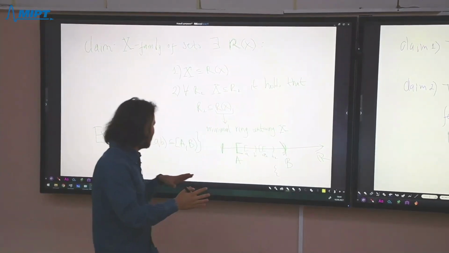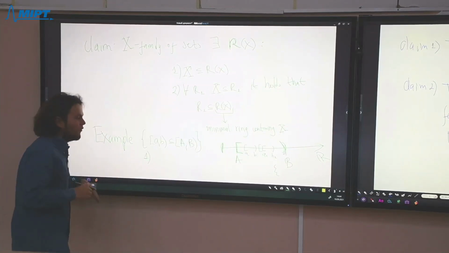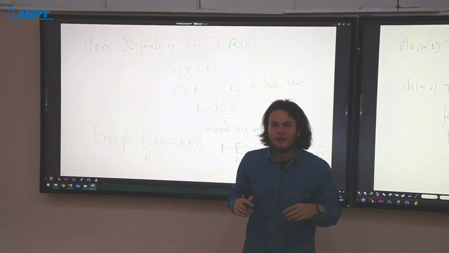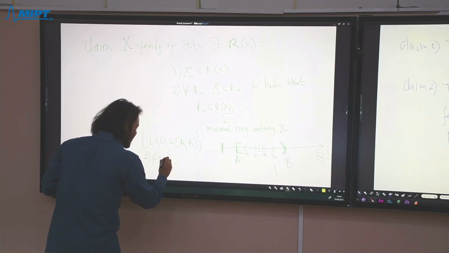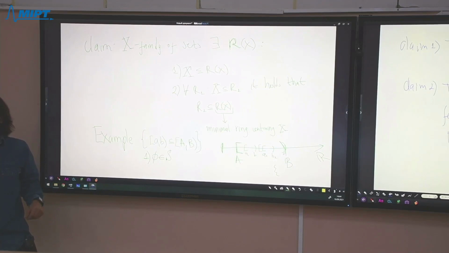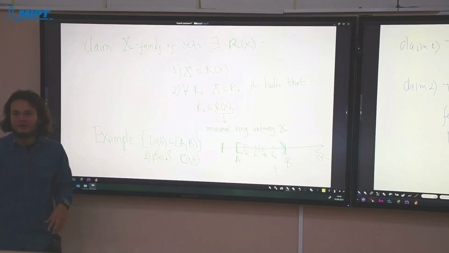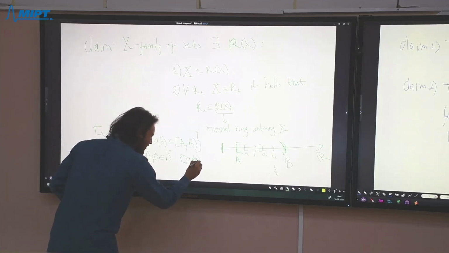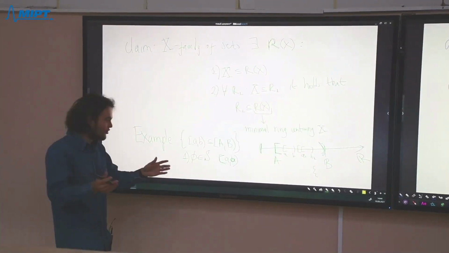Why? We need to prove that this is a semi-ring. So what's the first condition of a semi-ring? The empty set has to be an element of S. Why is this true? How can we show that the empty set is here? We can take, sorry, A to A, so this is empty. Okay, so this is the first one.